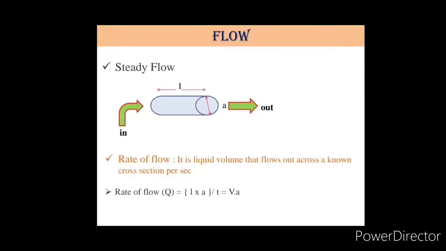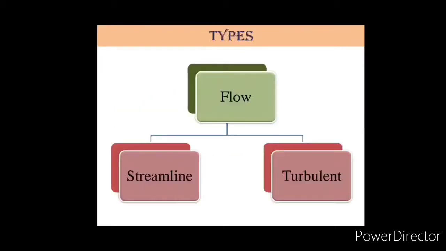Rate of flow. How to determine it? It is a liquid volume that flows out across a known cross-section area per second, and its value is given by L into A divided by T for a given time T. But we know that L upon T is nothing but the velocity, so it is replaced by v dot A. A is the area of cross section.